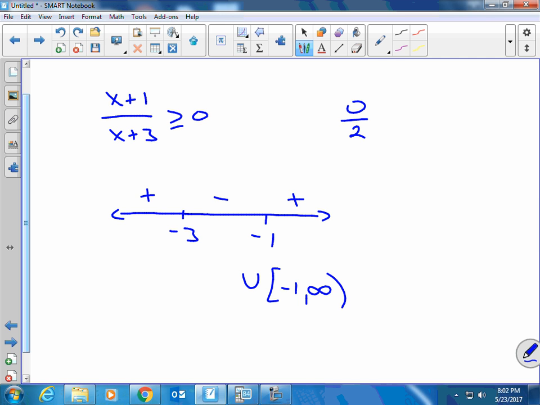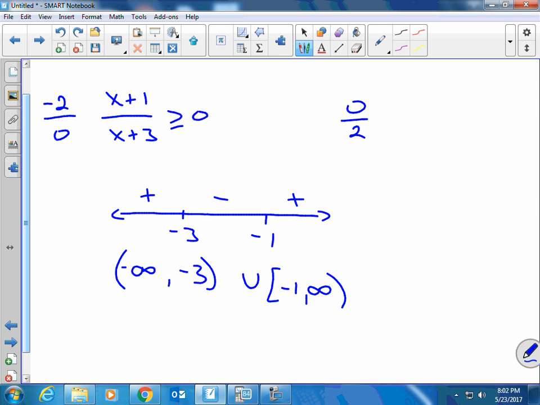How about the negative 3? Do I include the negative 3? If I plug in negative 3, I get negative 2 on top and 0 on the bottom. Is negative 2 divided by 0, 0? No. Type it into your calculator. What does your calculator say? Error. Not possible. Can't divide by 0. You can never, as in never, include the value for x that makes the denominator 0.